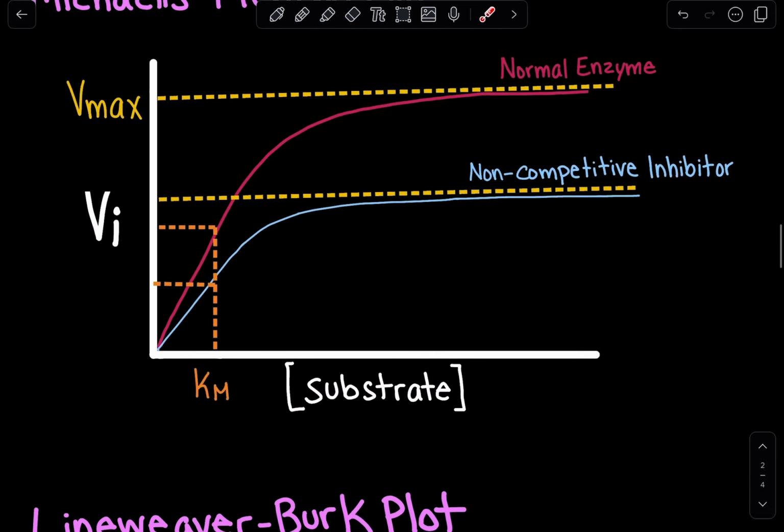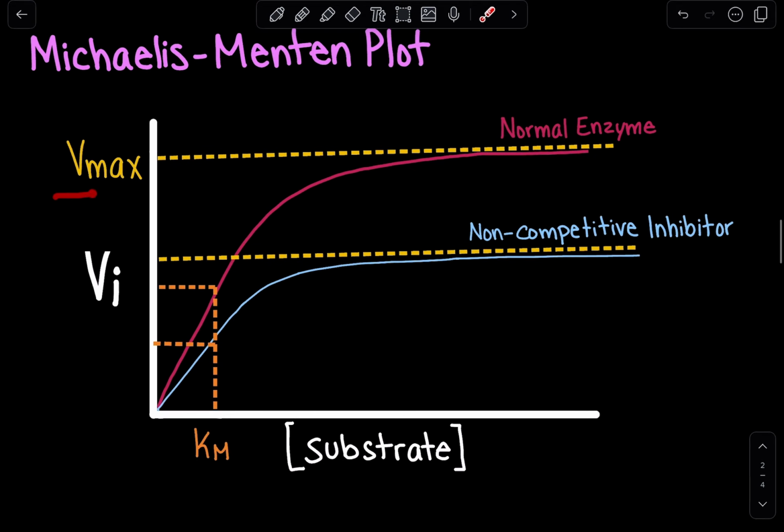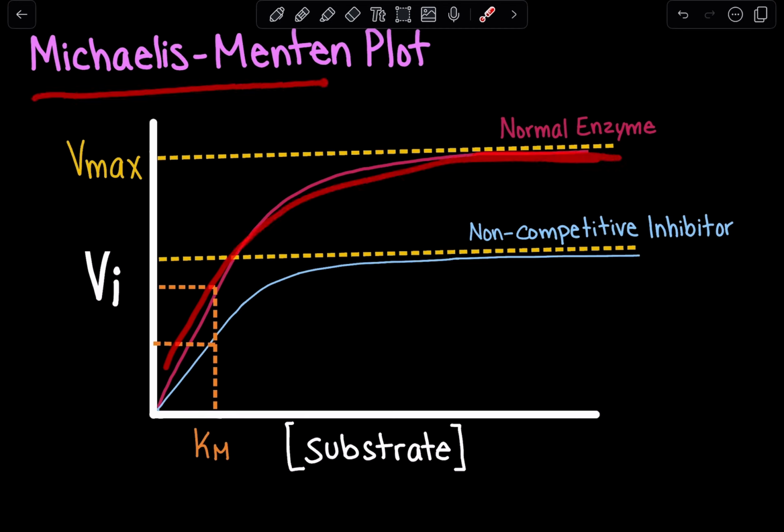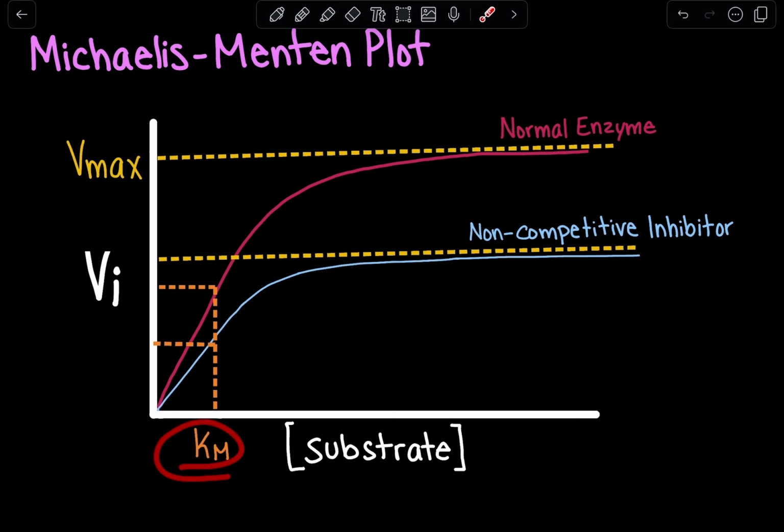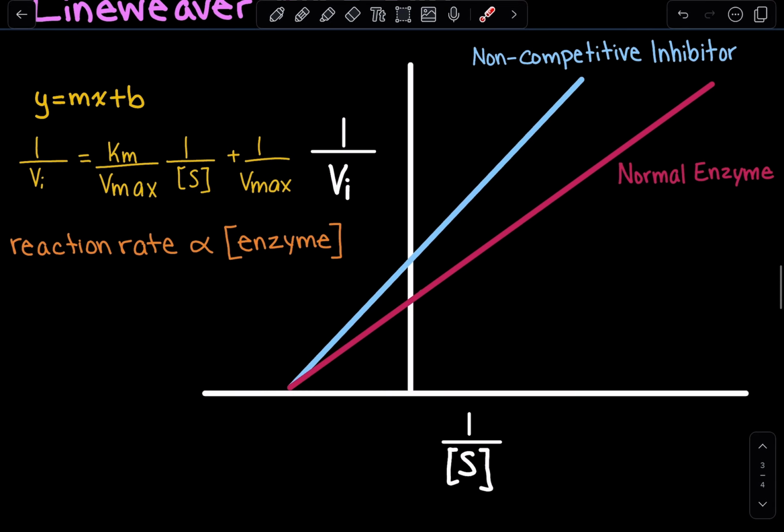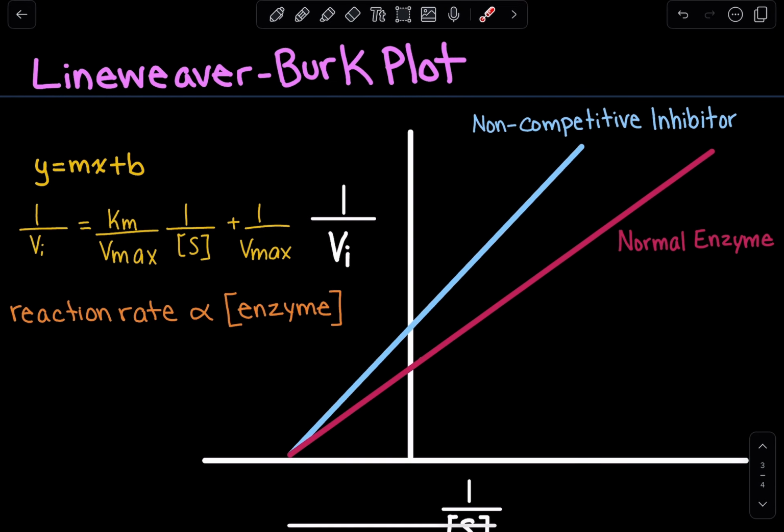Now in a Michaelis-Menten plot, Vmax is an asymptote. An asymptote designates a value that we are going to approach, but we are never going to reach. So since we cannot clearly determine what Vmax is in a Michaelis-Menten plot, we cannot determine Km either, because Km is 1/2 of our Vmax. So what we do instead is we linearize the data. How do we linearize the data?